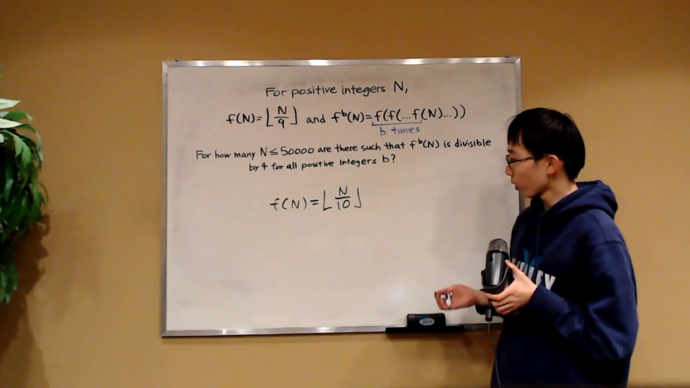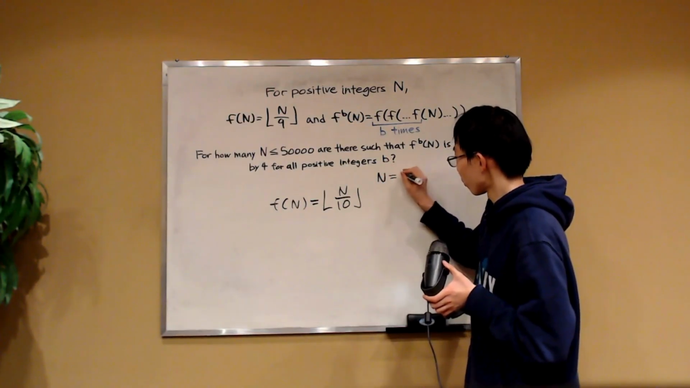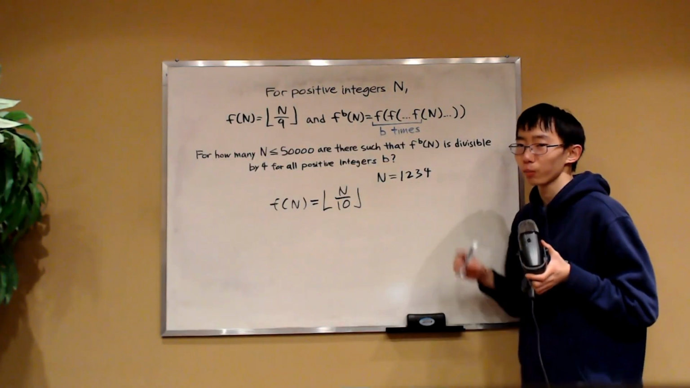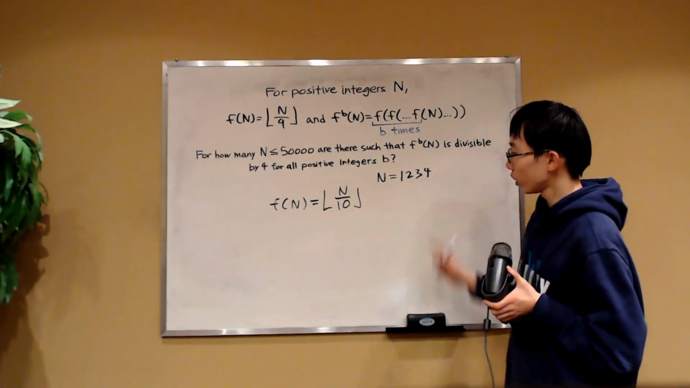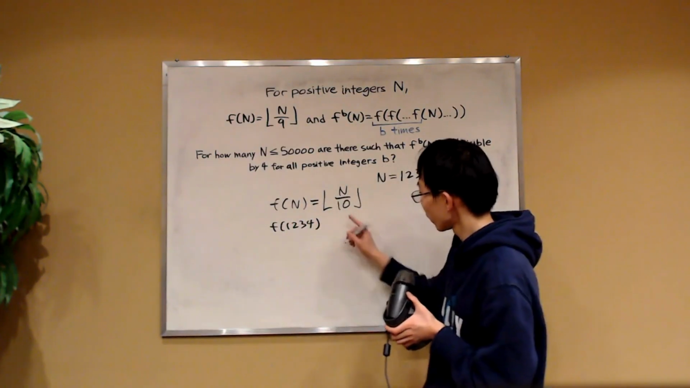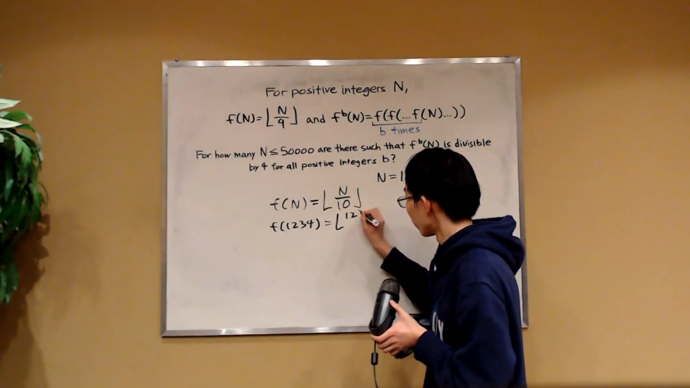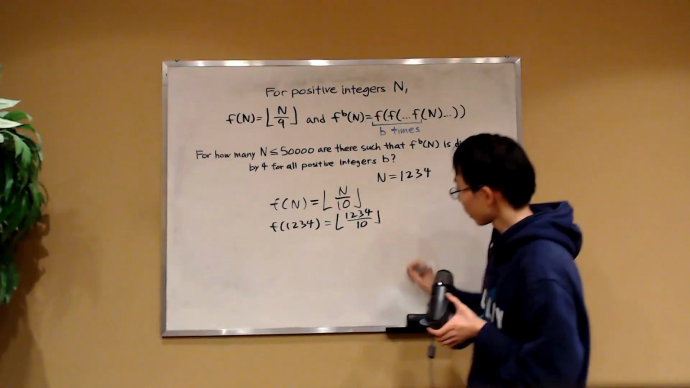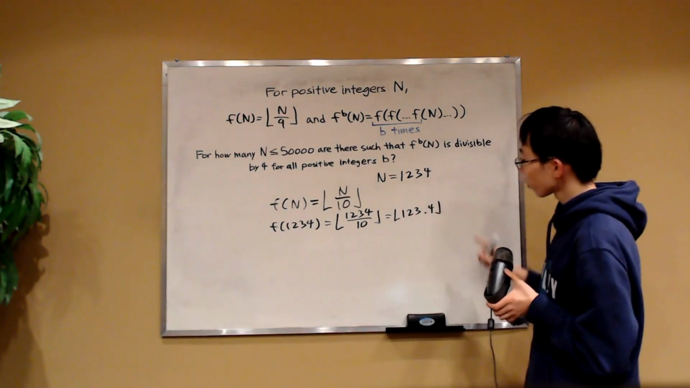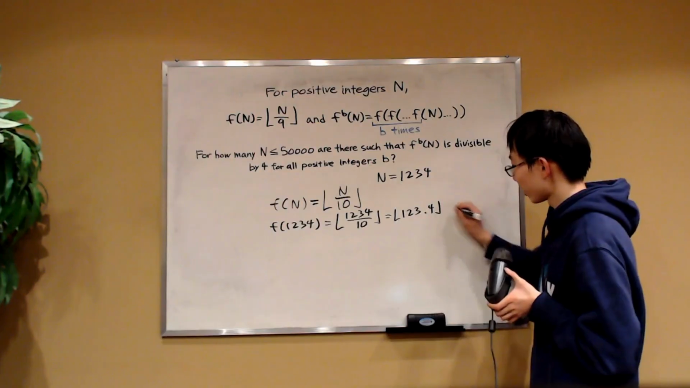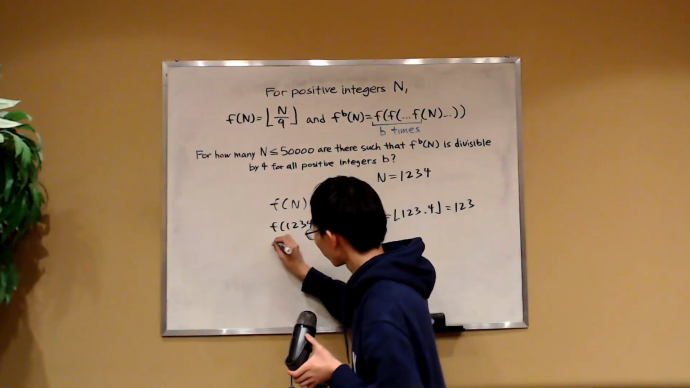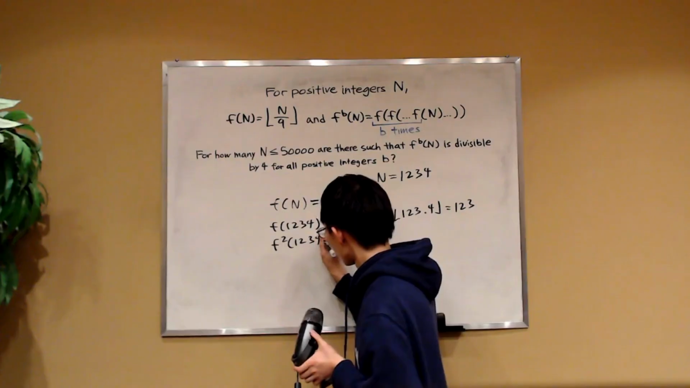So we're going to start with some small examples. So maybe n is equal to 1234. Now I know this isn't very small, but it will suffice as a simple example. So we can plug this into the function. So that's f of 1234, and this would be equal to floor of 1234 divided by 10. Then this would be equal to floor of 123.4, and the floor function brings this down to 123.